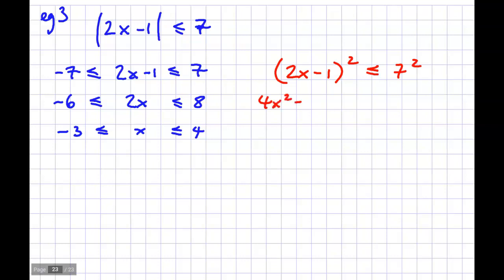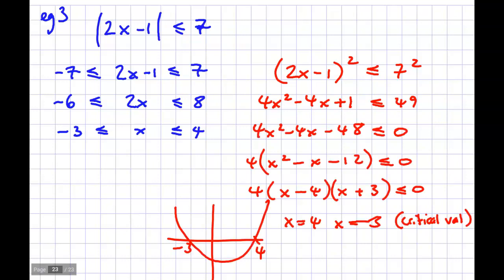So we'd get 4x squared minus 4x plus 1 is less than or equal to 49. And then solving this, we'd get critical values of 4 and minus 3, and since the quadratic is less than or equal to 0, it's below the x-axis, therefore my values are between minus 3 and 4. So we're using that method that you would have practiced last week, where you're dealing with a quadratic inequality.